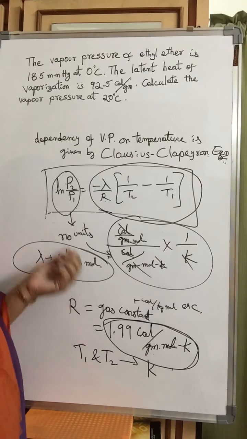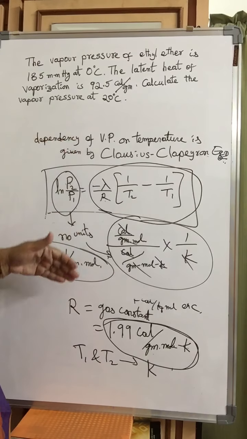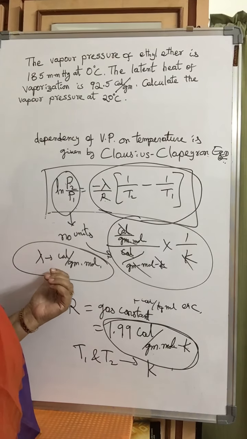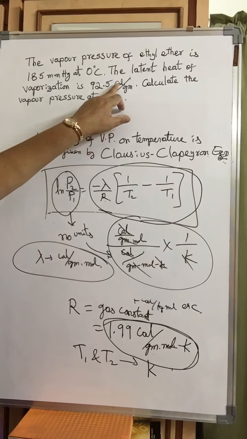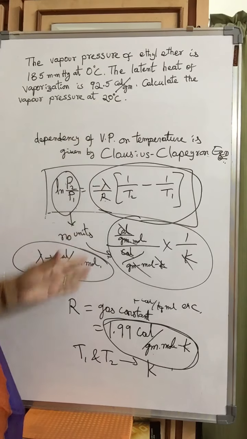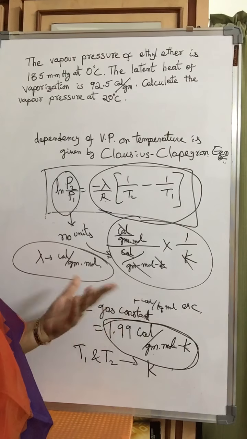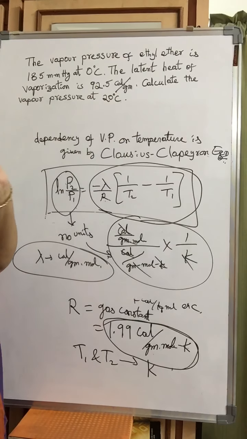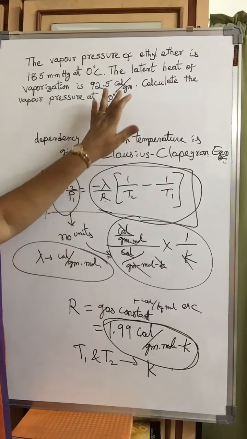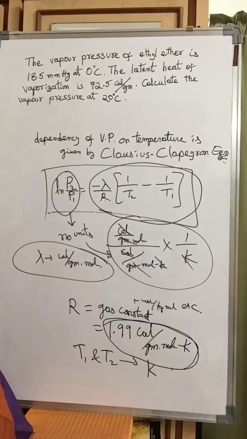But sometimes in the problem they will give you lambda value in calorie per gram mole only, but sometimes they give in calories per gram. If it is given in calorie per gram mole, you can use it directly, but if per gram is given, it means you need to convert per gram to gram mole.